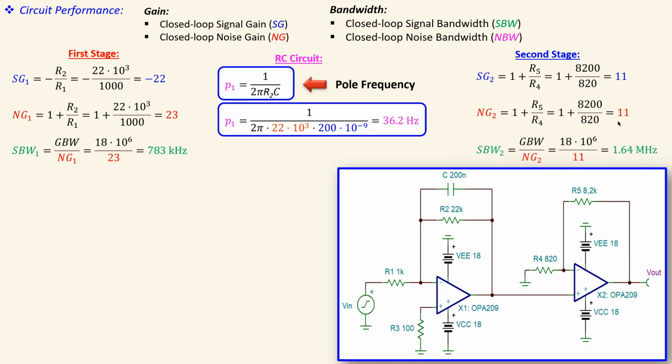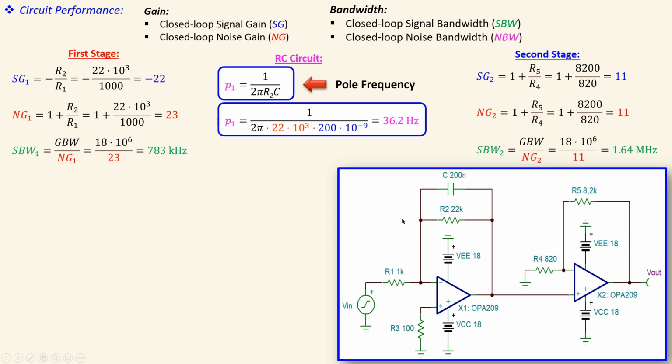Now, specifically just looking at the second stage, the signal bandwidth for the second stage will be the gain bandwidth product over the noise gain. Now, if you do the math here, again similar to the first stage, you will get 1.64 megahertz. So this signal bandwidth is much larger than the first stage.